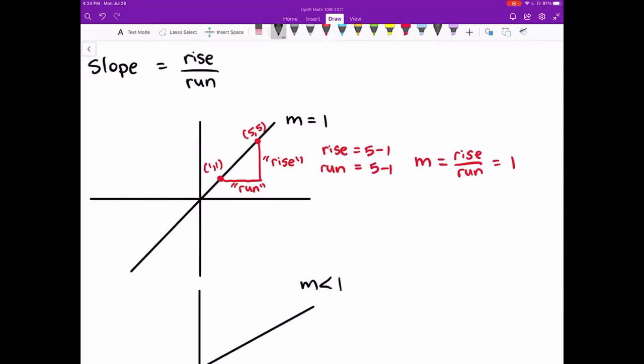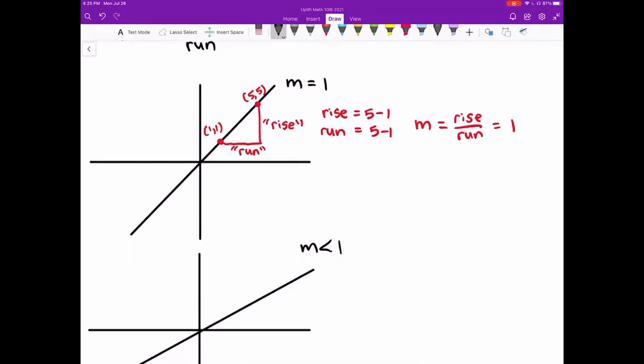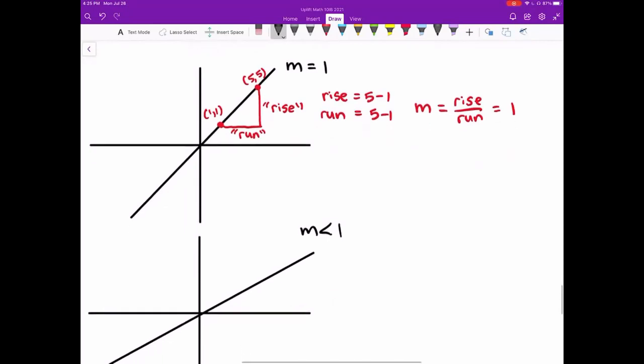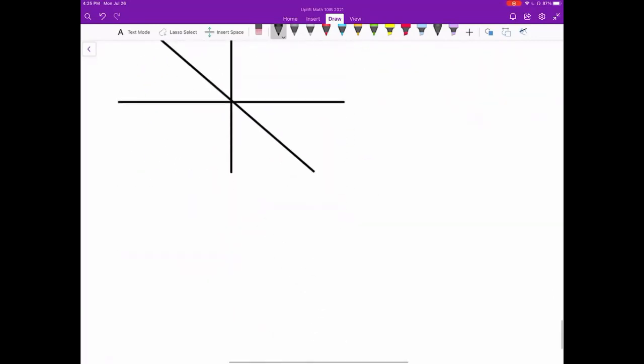So a rise is basically the difference between the two y coordinates. Now, in the case of a slope, the sign does matter. Whether it's positive or negative, you have to keep track of the sign because we're not squaring it, unlike the distance. So the rise is the difference between two y coordinates, and the run is the difference between two x coordinates. Now, if m is positive, the line will be going up, and if m is negative, the line will be going down.